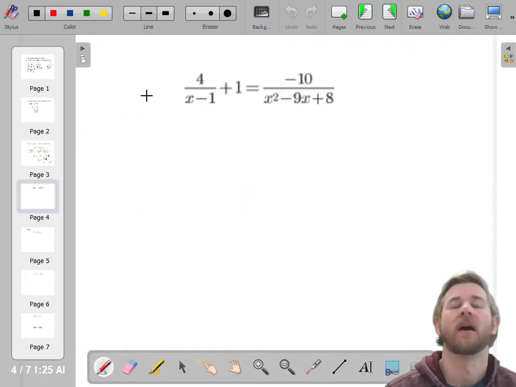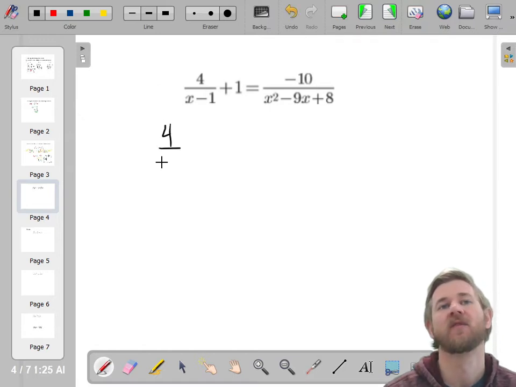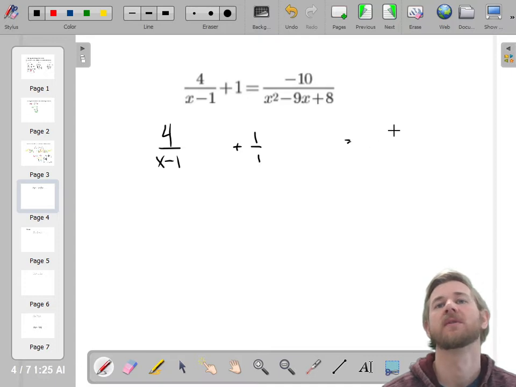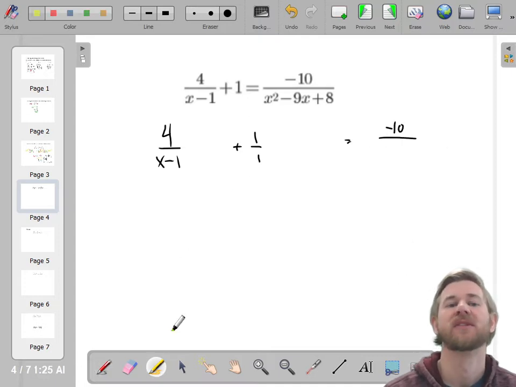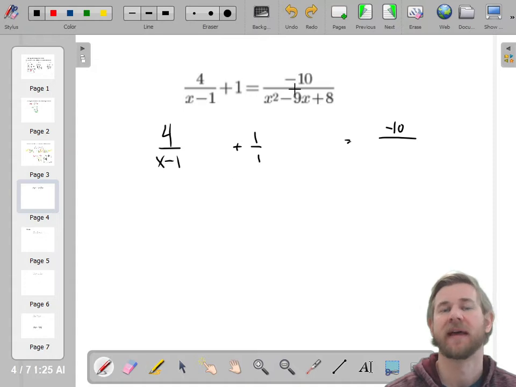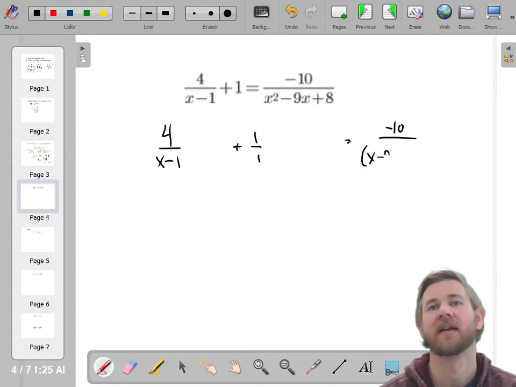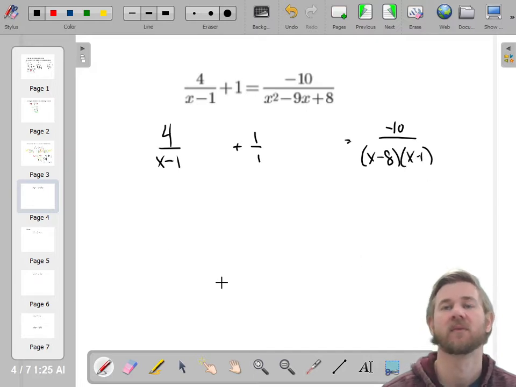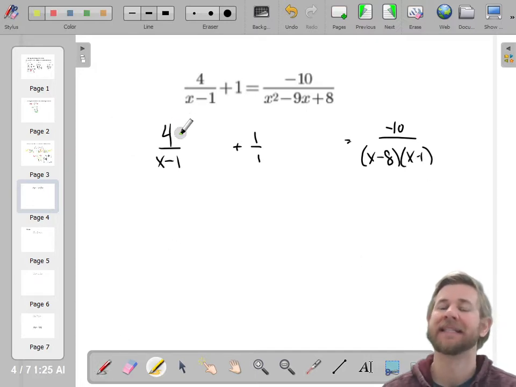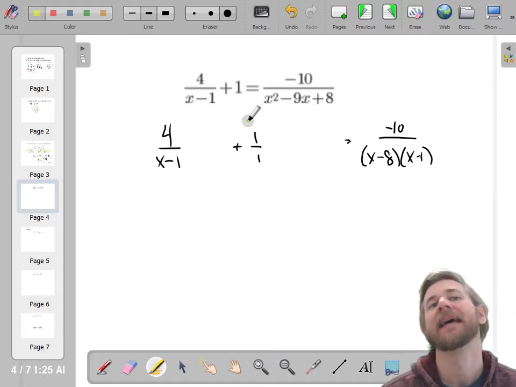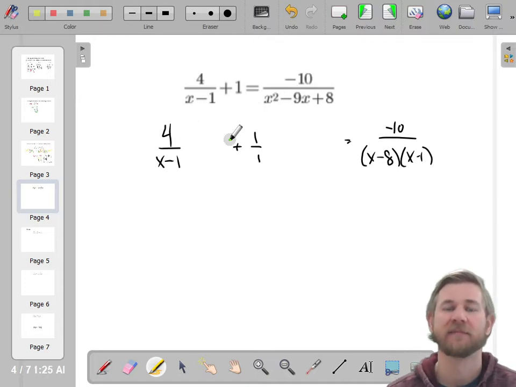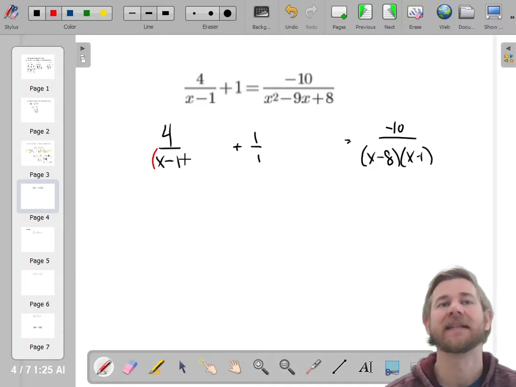Let's try another one. All right, so this is a little more complicated. 4 over x minus 1 plus 1, I'm going to write 1 over 1, equals negative 10 over x squared minus 9x plus 8. Now, if you see a denominator, you want to factor that. Now, this is a 1x squared, so it's what multiplies to 8 and adds to negative 9. That's x minus 8, x minus 1. The reason we factor any denominator that we can is because it helps us figure out what each factor is made up of, which makes it easier to tell what each factor might need. Because now I see that they share an x minus 1, but this guy still needs an x minus 8.